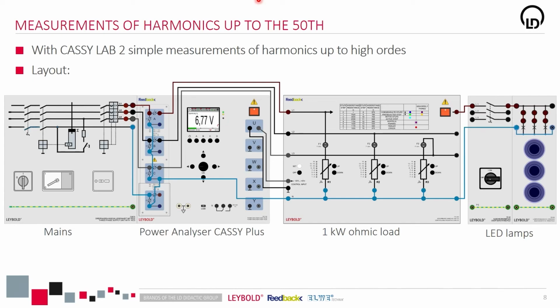So, these were the 2 experiments I wanted to show you. Firstly, I've shown you how our new loads look like and what the features of the loads are, and then have shown you how we can show students what a neutral point or star point shift is, and how voltages rise and fall on each phase with an unbalanced load when the neutral point is not connected. And I've shown you how you can measure harmonics with our CASSY Lab 2 software. Very simple in combination with the Power Analyser CASSY Plus.